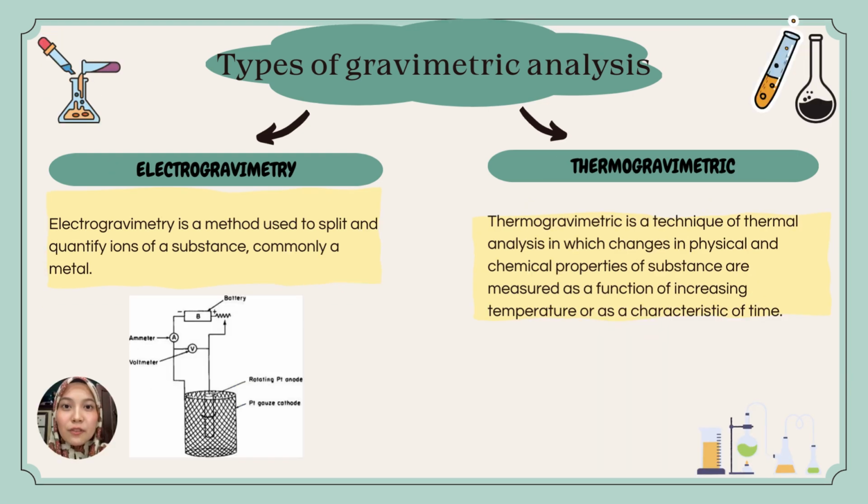Third is electrogravimetry. Electrogravimetry is a method used to split and quantify ions of a substance, commonly a metal. The analyte is separated by deposition on an electrode by an electrical current. Last but not least is thermogravimetry. Thermogravimetry is a technique of thermal analysis in which changes in physical and chemical properties of a substance are measured as a function of increasing temperature or as a function of time.